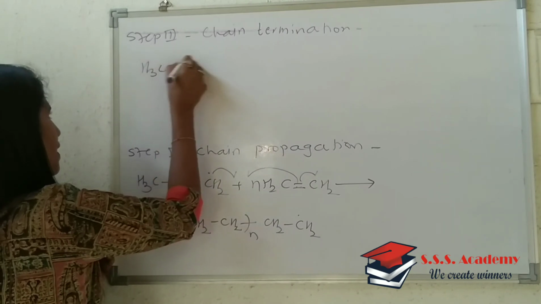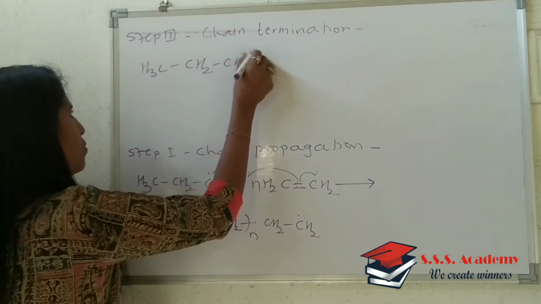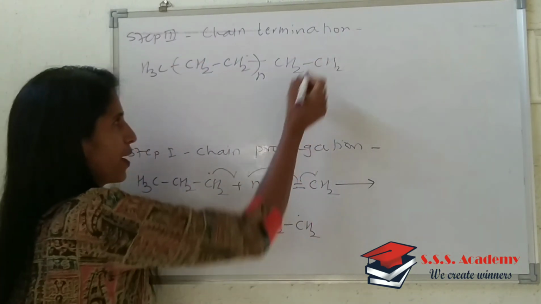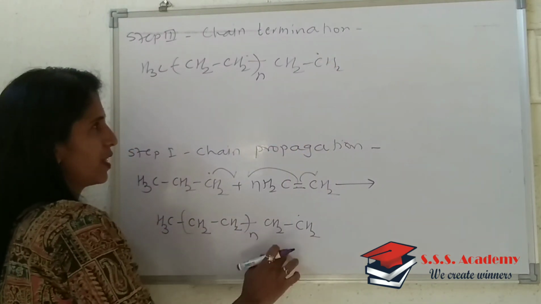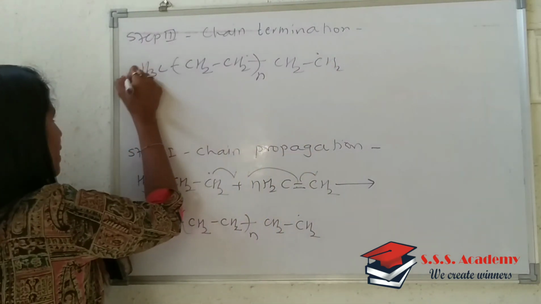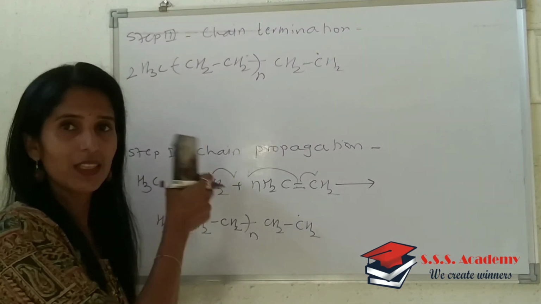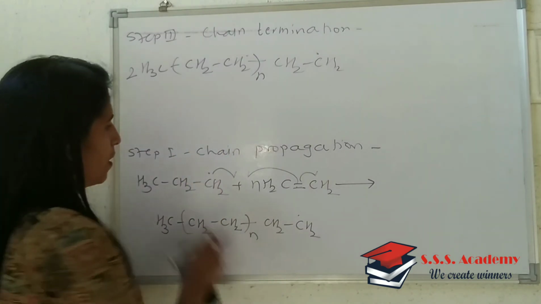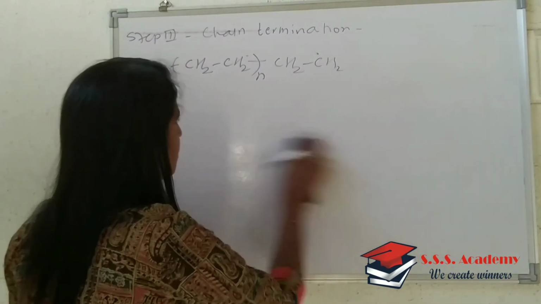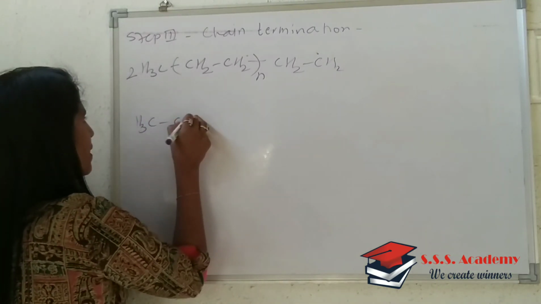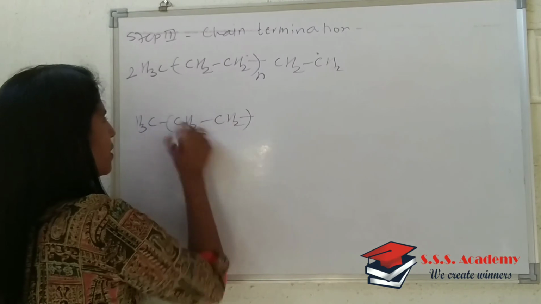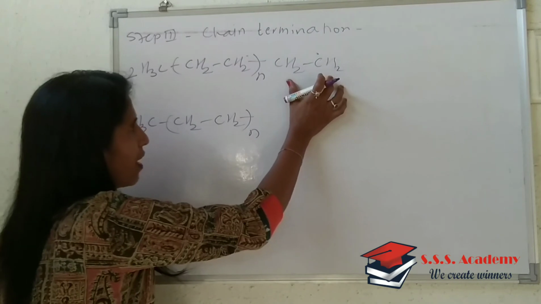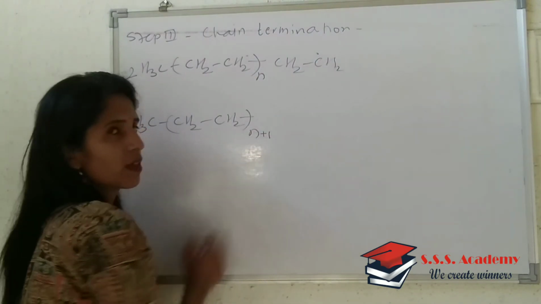See, CH3, CH2, CH2, and n moles, then CH2, CH2, right? So I have written this free radical as it is over here, but we are supposed to write it twice. As I told you, that free radical unit adds to itself. That's why I have written it twice, right? So how will it take place? Let's see. What should I write? Okay, this as it is. CH2, CH2 n. But this one unit is there now. That will add to this. Therefore, I have written 1.